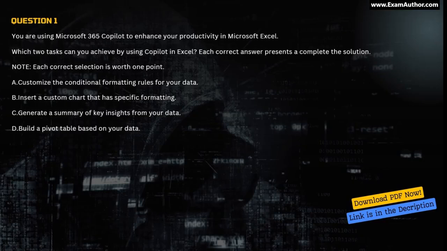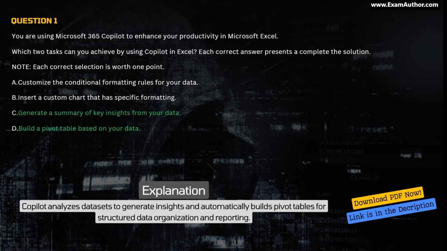A. Customize the conditional formatting rules for your data. B. Insert a custom chart that has specific formatting. C. Generate a summary of key insights from your data. D. Build a pivot table based on your data. Correct answer, C and D. Generate a summary of key insights from your data. Build a pivot table based on your data. Explanation. Copilot analyzes datasets to generate insights and automatically builds pivot tables for structured data organization and reporting.